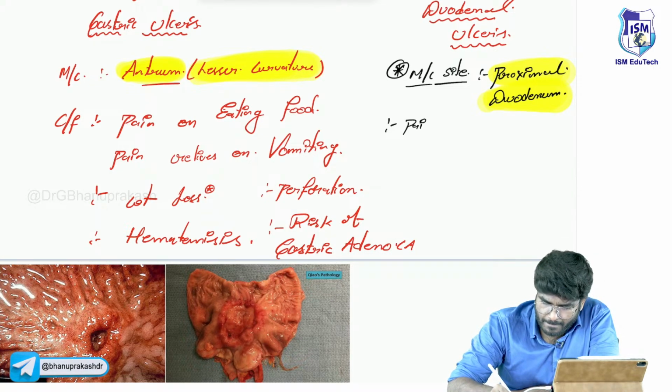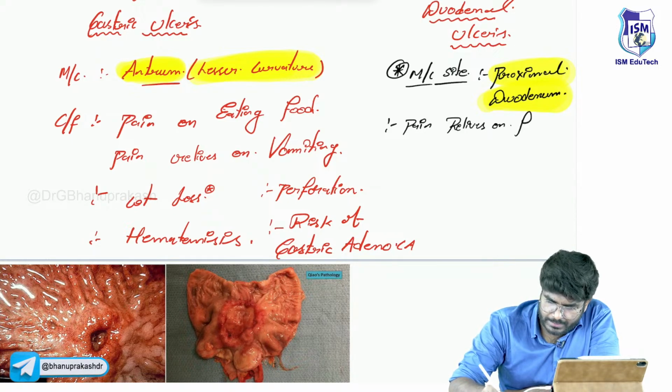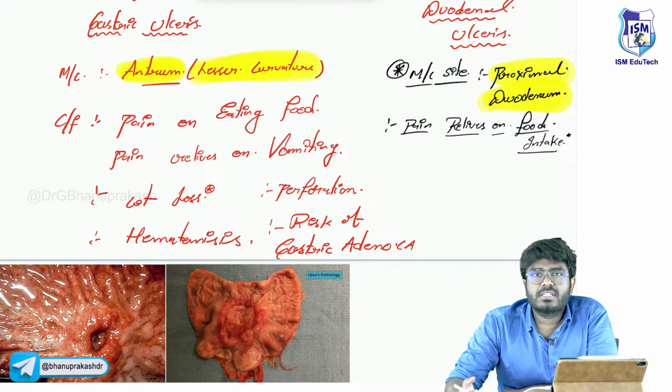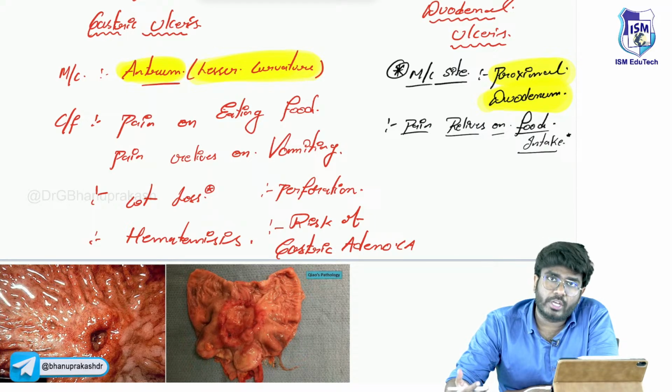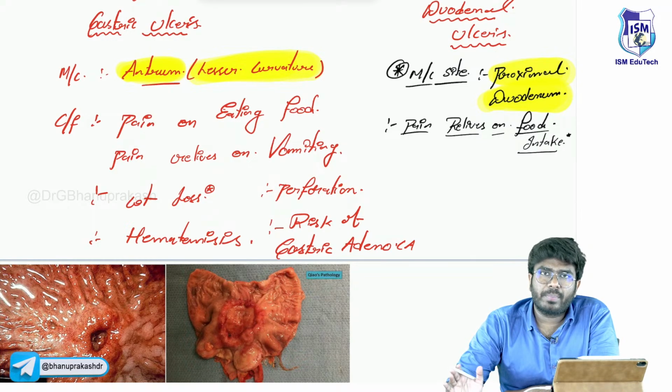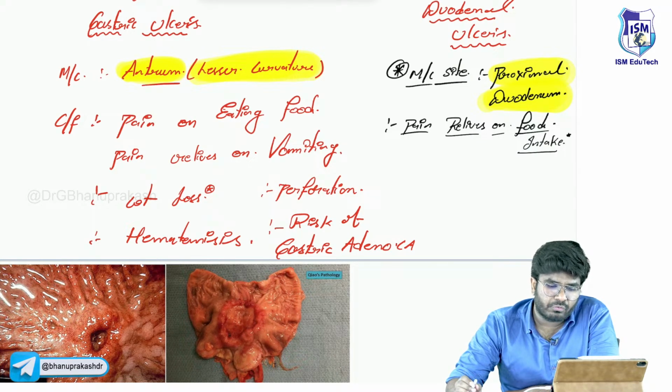Okay, pain relieves on food intake. The pain usually relieves on food intake. When the patient is taking food, first the food comes into the stomach. Now when the food is in the stomach, in the duodenum the mucus production and the bicarbonate secretion increase. So that actually gives some relaxing effect, the pain relieving effect. Pain relief with food intake.